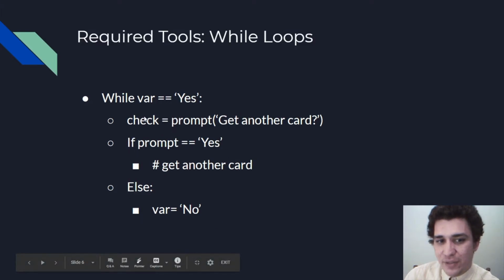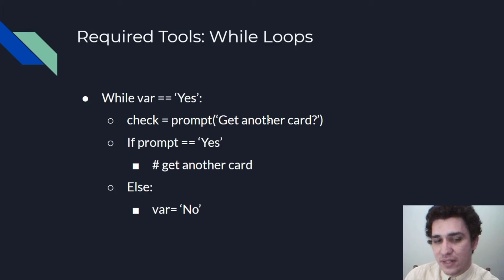Here's an example: it will prompt the user if they want another card, and if they want another card, then we'll do some code to get another card. If they don't want another card, we'll set the variable equal to no. Once the variable is set to no, this while loop will not continue.